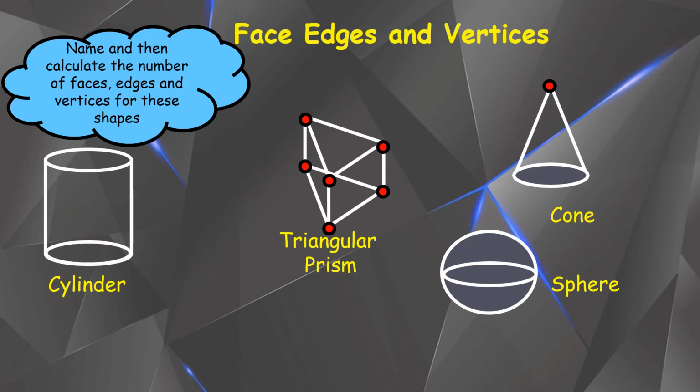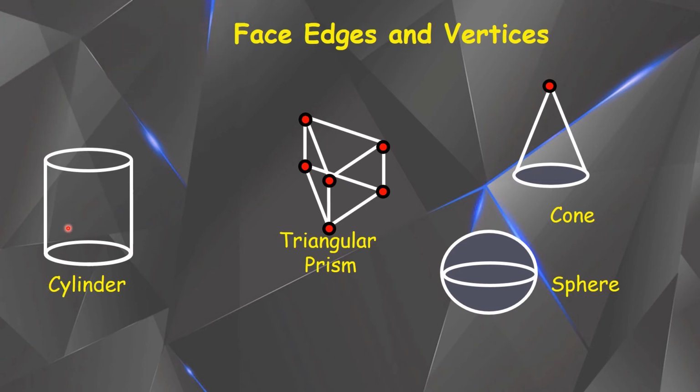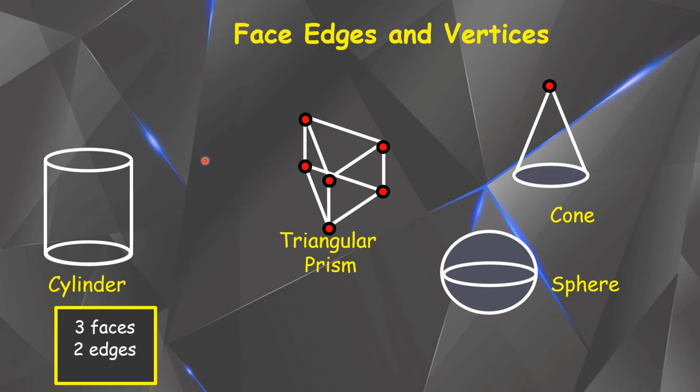We already named these shapes. This is cylinder, triangular prism, cone shapes, right? Now let's check the faces. How many faces are there? How many edges? Vertices also. In the case of the cylinder, look at that. There is an upper face and a down face. So there are 2 faces and 1 curved face. So a total of 3 faces are there. So 3 faces, 2 edges, 0 vertices.